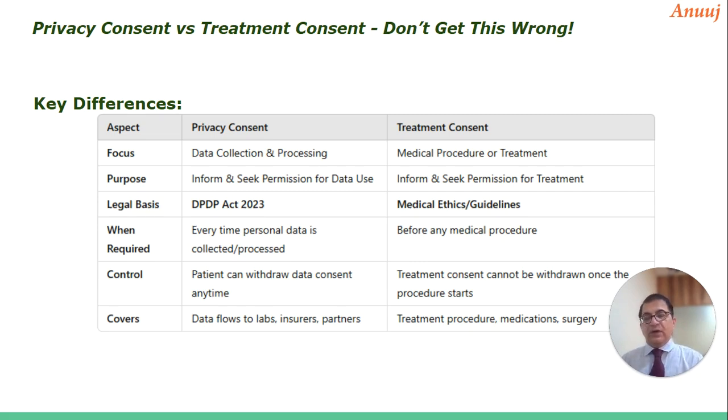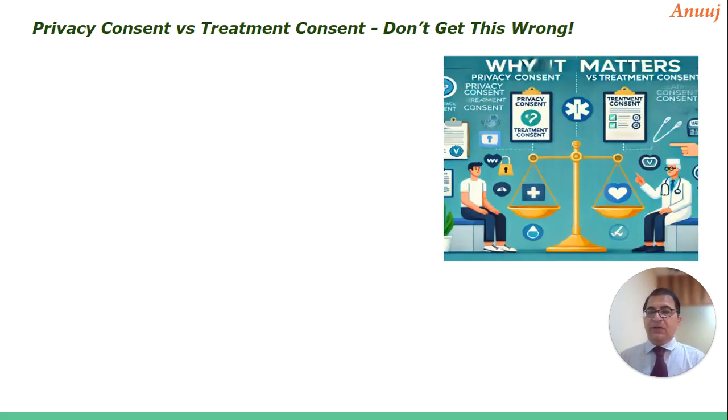Privacy consent is taken when required. Every time they need your personal data, they can take a consent afresh for that particular part of it. Medical consent or treatment consent is taken whenever a procedure is to be performed. With privacy consent, the patient can withdraw the consent. With medical treatment, once a procedure starts, you cannot withdraw. The doctor cannot open up your knee and then wait for your consent or your re-decision. And of course, there's a medical issue. Privacy consent covers data flowing from doctors to labs to insurance to partners, and treatment consent covers the procedures, the medications, the surgery being done on the patient.